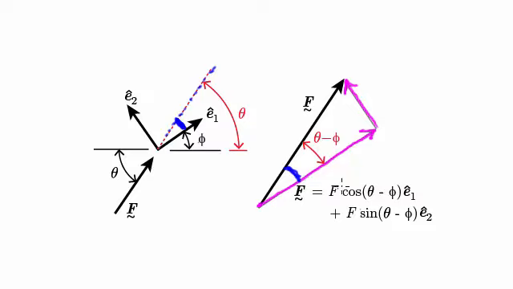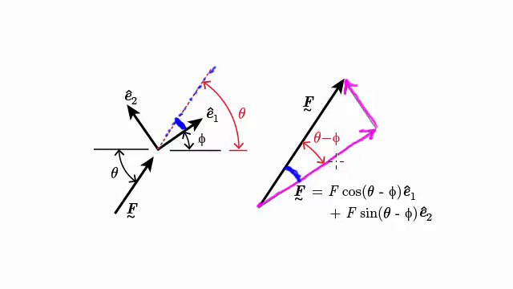So I notice that the e hat 1 component, that's this side right here. That's the side that's adjacent to my angle of interest. So I have a cosine of the angle in there. And the e hat 2 component, that's the opposite side. It's the side opposite of the angle, so that's why I have a sine there.